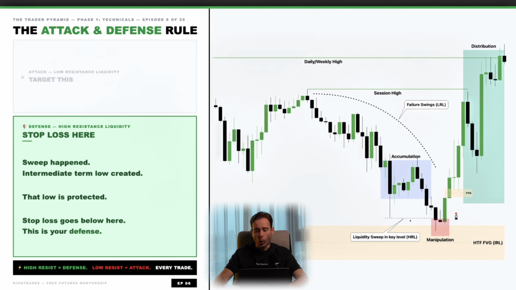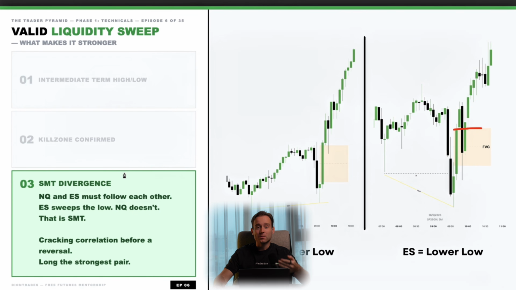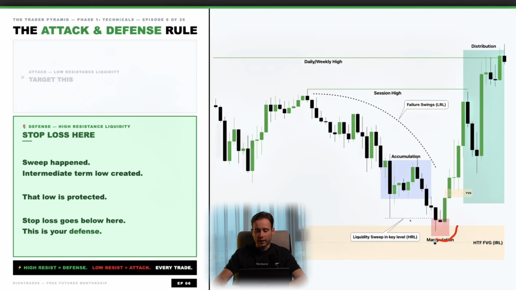And that is where there was a liquidity sweep. You know already what makes a liquidity sweep high probability: the SMT in a kill zone with intermediate term highs and lows. So the low that happened here inside a key level during the kill zone is a high probability liquidity sweep, and this low is protected. Liquidity sweep in a key level. And your stop loss should go below a protected low. That's your defense. So in this example, we are defended by high resistance liquidity.